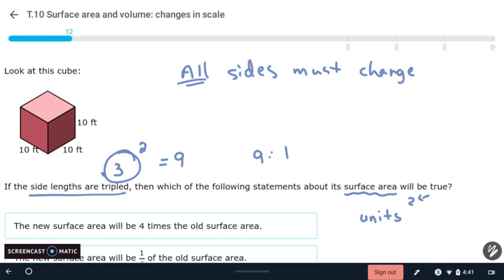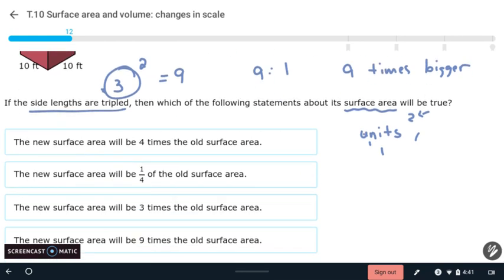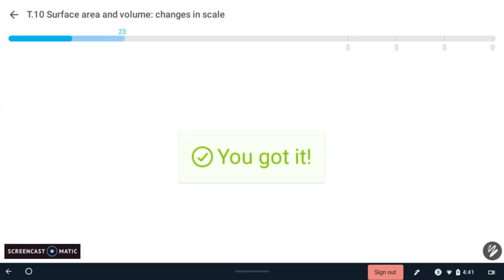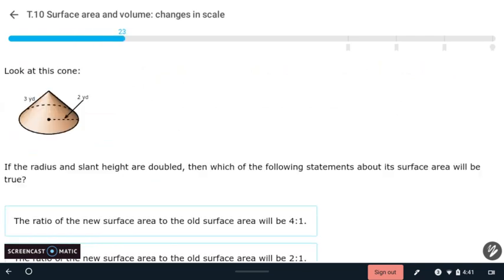Or sometimes they write it as 9 times bigger, or just plain 9 times, which ends up being the case for this IXL. So I'm going to scroll down, find the answer where it says it's 9 times bigger, and there we go. So that's super, super fast, but remember, it only works if all of what we call the linear measurements, so length, width, and height, or the radius and the height, the radius and the slant height, etc., all the linear measurements have to change.